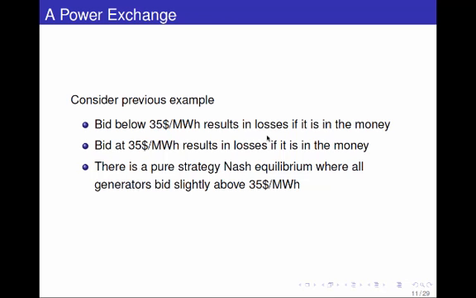So think of bidding just above 35, and suppose that everyone else does the same, right? The definition of a Nash equilibrium is that I make an assumption about my opponent's strategy, and there is no unilateral benefit for me to deviate, right?